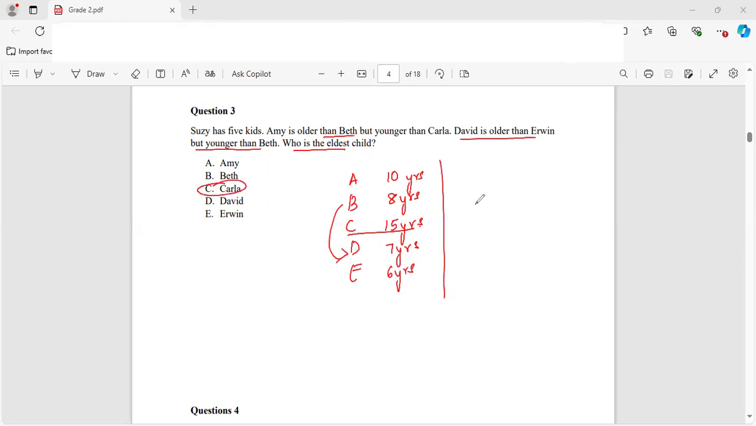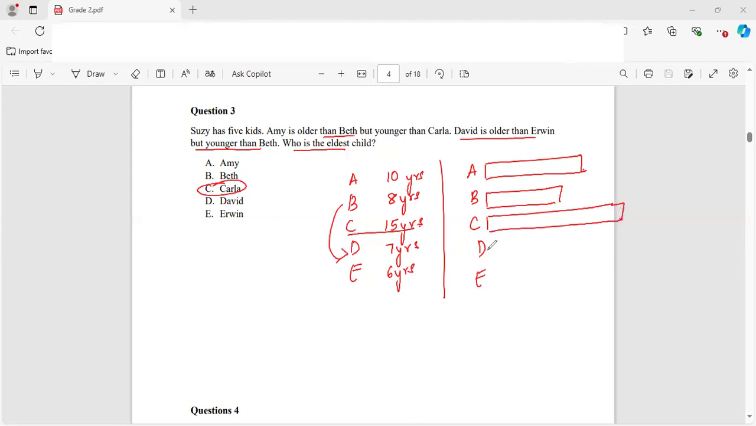The other way to do it is we can do it through the model method. Amy is older than Beth. So suppose this is Amy and say this is Beth, but younger than Carla. So Carla is the eldest right now. Now David is older than Erwin and younger than Beth. So David is younger than Beth. So Beth is here and Erwin is even younger than David. So the eldest here is Carla. So the answer for question 3 is C, which is Carla.